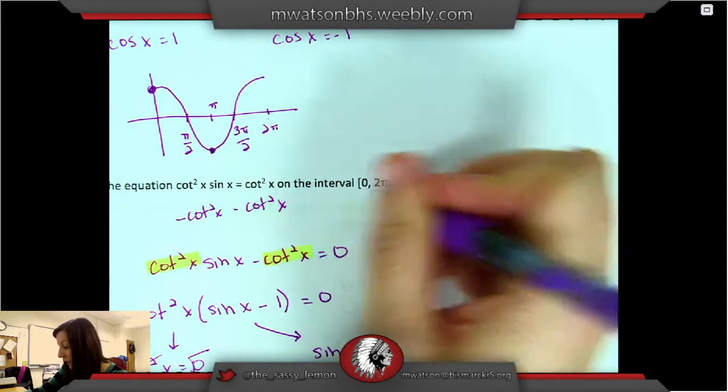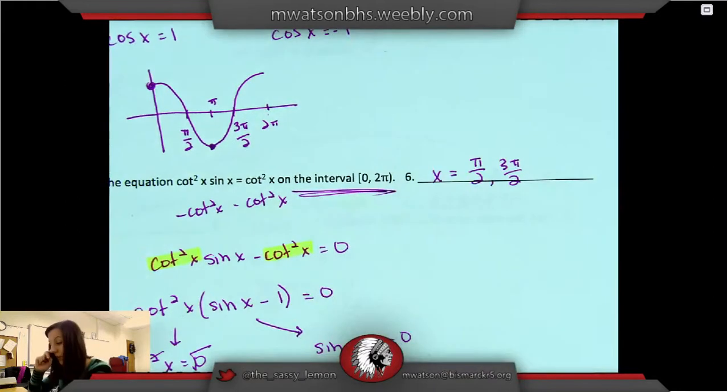Notice this doesn't ask for all possible solutions, it just asks for ones within the interval. So I don't have to put that plus 2 pi in there.